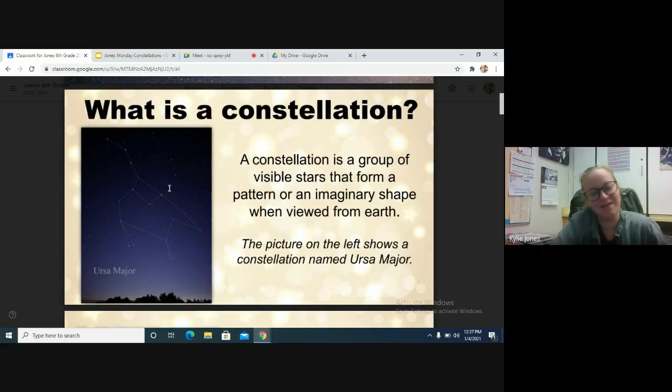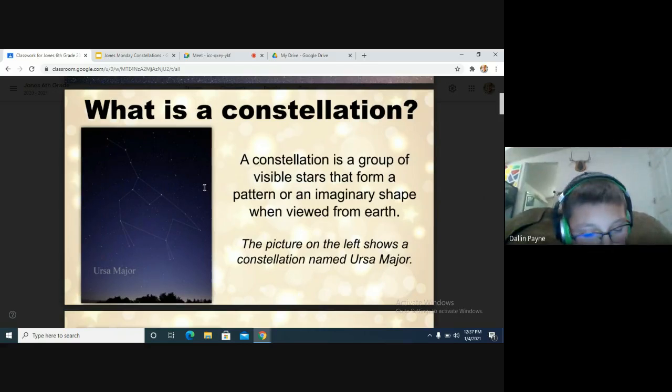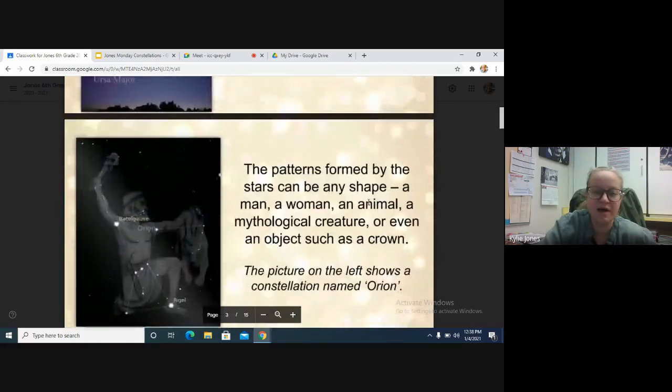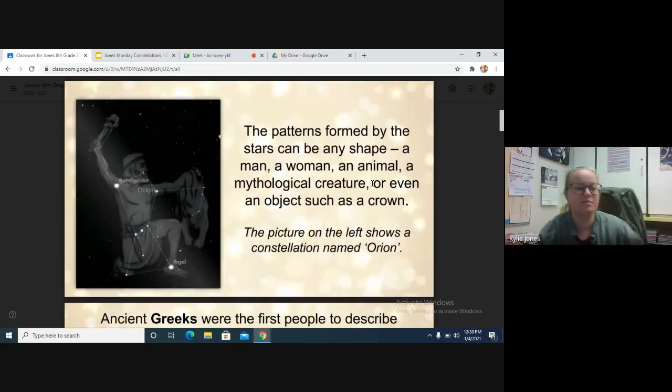A llama, maybe, yeah. I don't know what exactly it is. Maybe a dog, yeah. But you can see how there are stars that are connected together and it's drawing a shape of some sort, right? And then our next slide. The patterns formed by the stars can be any sort of shape: a man, a woman, an animal, a mythical creature, or even a crown.